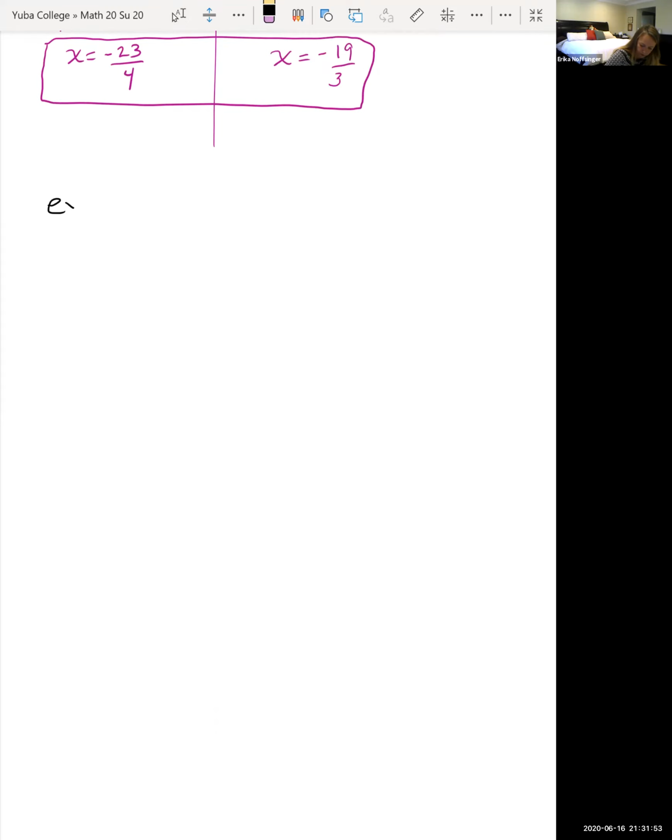So let's look at another one. 8x raised to the 2/3 power minus 39x raised to the 1/3 power minus 5 equals 0. Okay, so we're going to try to manipulate this so that it looks like a quadratic.